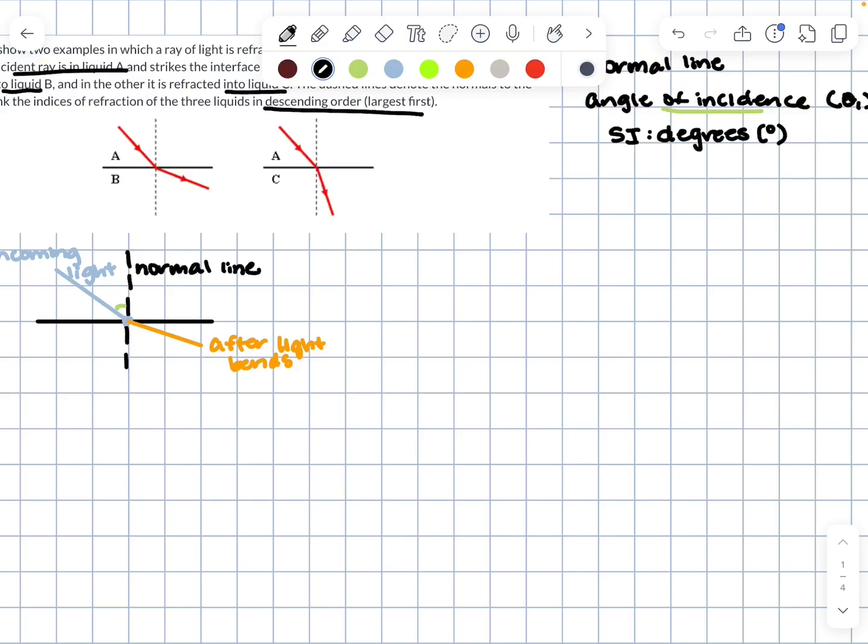Then we also have the angle of refraction, which is seen as theta. And that's the angle between the bent ray that's inside the second material and the normal line. Also, I'm going to go ahead and draw this next diagram. So we have that incoming light, and then we have the bent light. Okay.